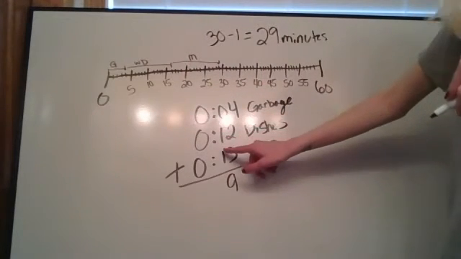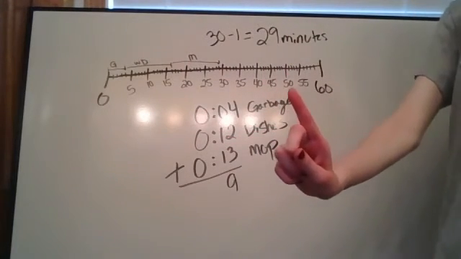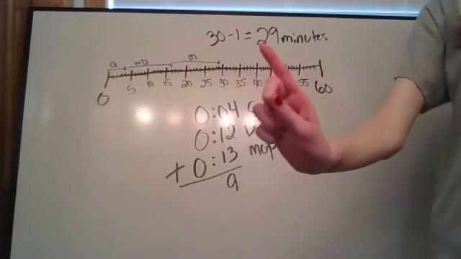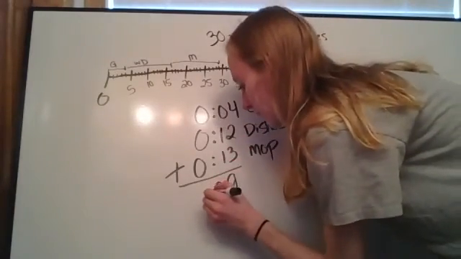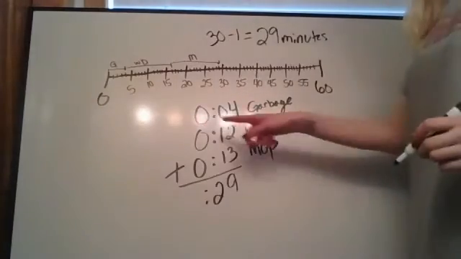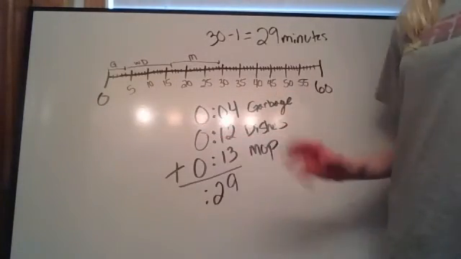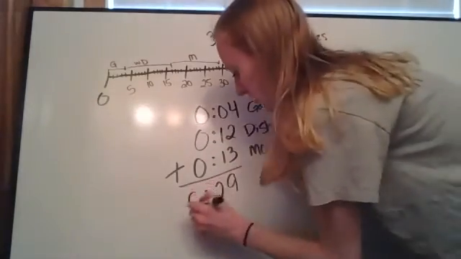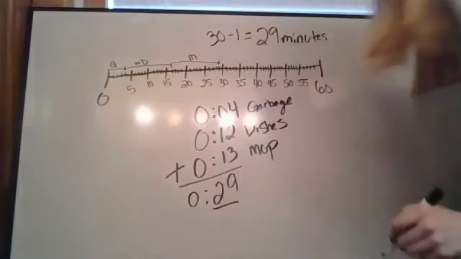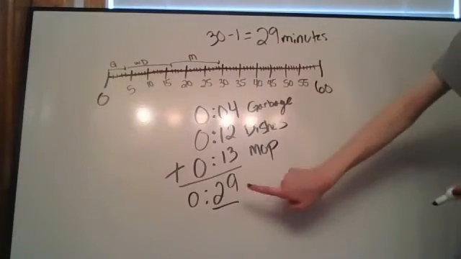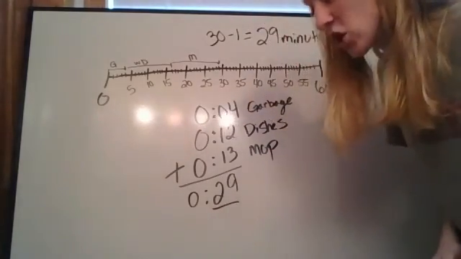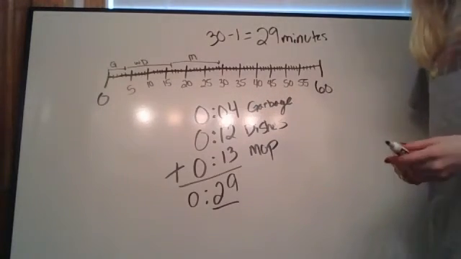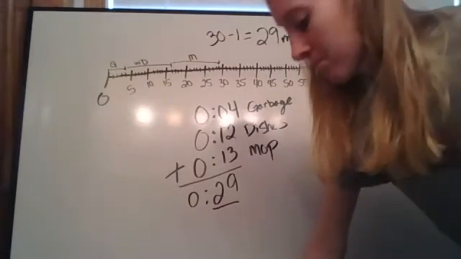0 plus 1 is 1. 1 plus another 1 is 2. 0 plus 0 is 0. 0 plus another 0 is 0. 0 hours, but 29 minutes, does that match? Yes, it matches. So it takes Austin 29 minutes to do his chores.